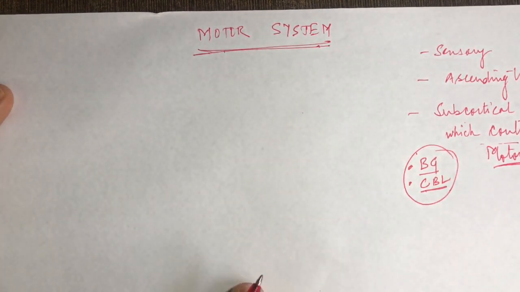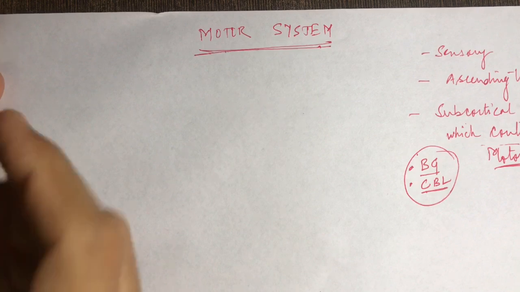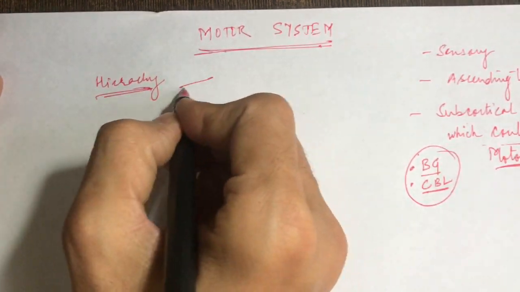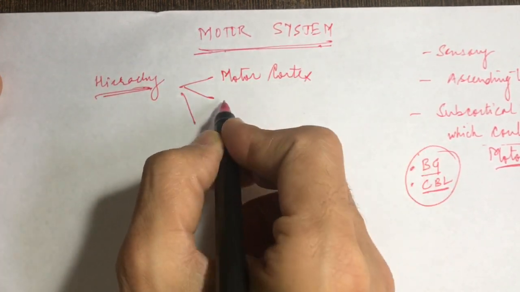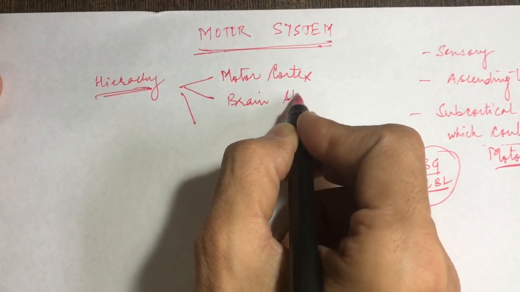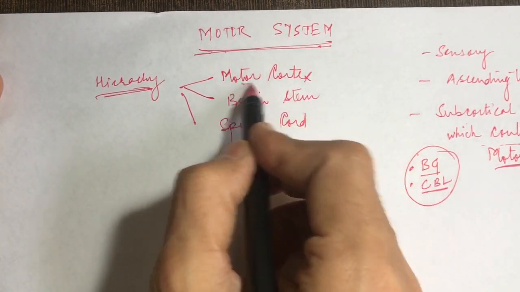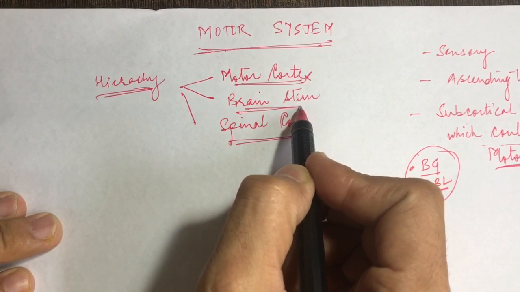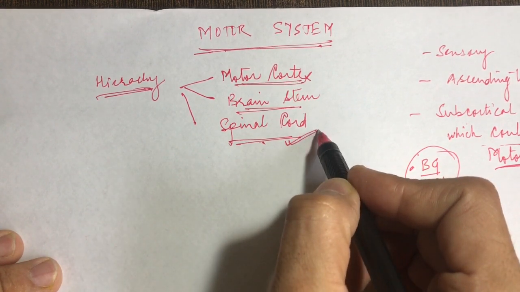But apart from this subcortical area, the entire movement which is supposed to happen is controlled by, we can say, a hierarchy that is maintained. And this hierarchy is subdivided into three parts. One is the motor cortex. Second one is the brainstem. And third one is the spinal cord. Okay, so this is the highest level, this is the lowest level which controls any movement, and this is the intermediate one.